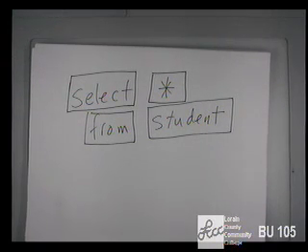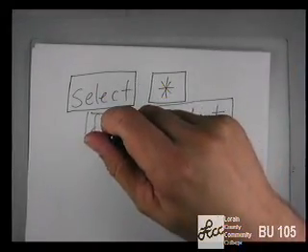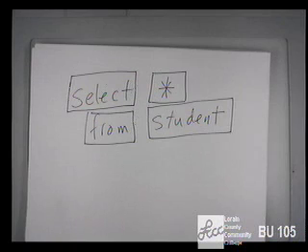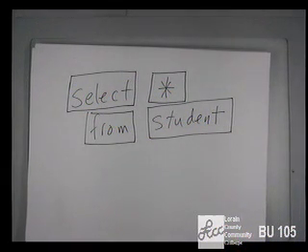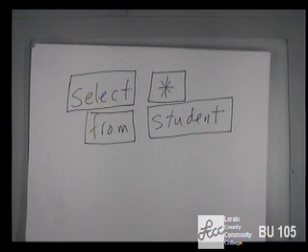So, which students will I see? I'll see all of them, because I haven't specified which students I want to see. I've said I want to see all the columns from the student table. Now, I can run this query in Access if I want. It might be a little hard to see on the screen, but I'm going to type exactly what you see here into an Access query and run it, and we'll see what we get.